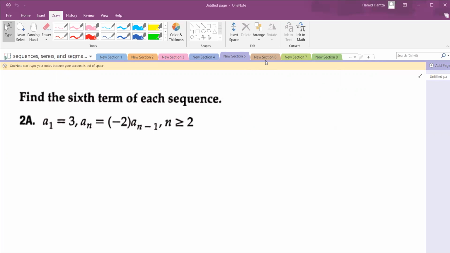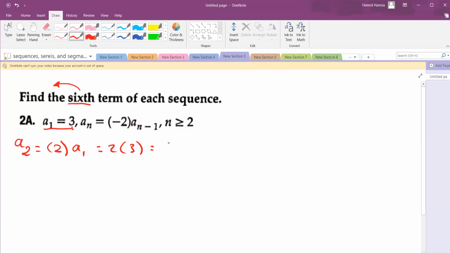Yes, Noor. So we have to start by finding the second term. So I can't reach the sixth term without knowing the whole previous term. So A2 will be equal to -2 times A1. So it's always connecting between the term and the previous. A1 is given, A1 equals 3. So it will be -2 multiplied by 3. It will be -6.